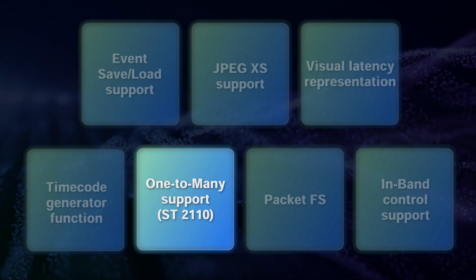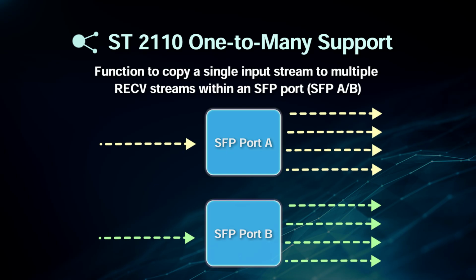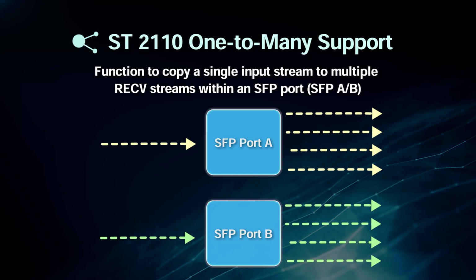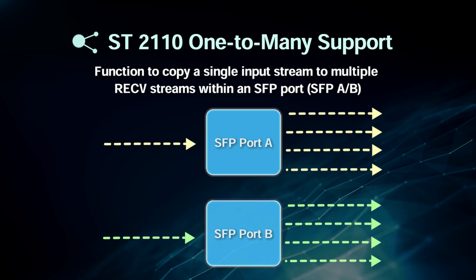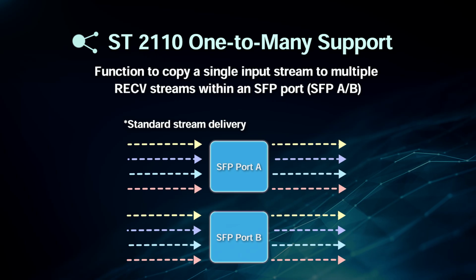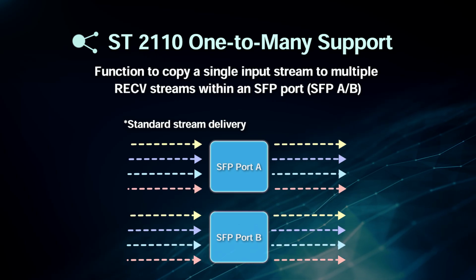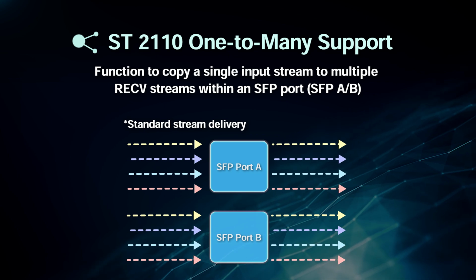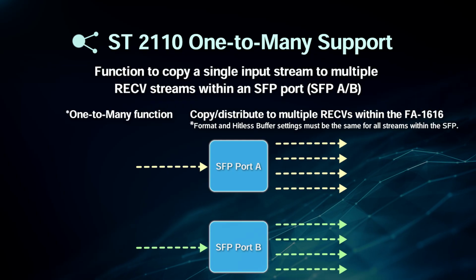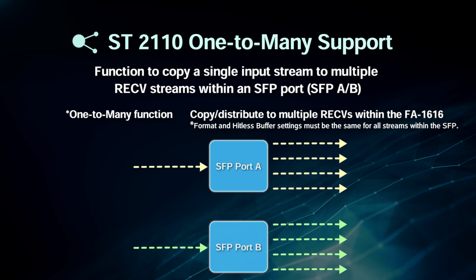Regarding ST2110 one-to-many support, this function copies a single input stream to multiple receive streams within an SFP port, SFP A, B. Even if you want to receive a specific stream with multiple receivers within the same SFP port, typically only one stream's worth is sent from the IP switch. However, by using this function, the FA-1616 can distribute it to each receiver internally.